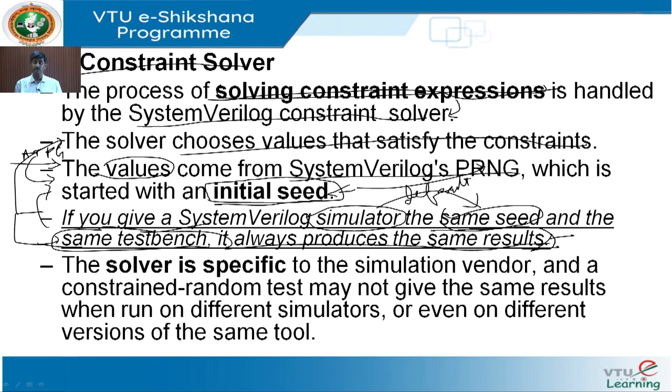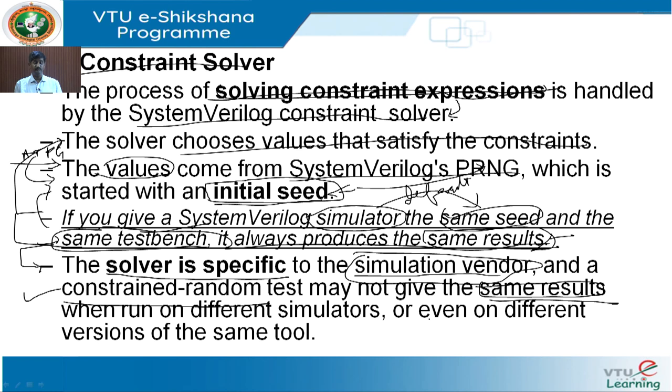The results obtained are also the same as expected. So we can say the solver which is considered is specific to the simulation tool, the simulation environment you are considering, or generally you can say it is vendor specific. A constrained random test may not get the same results we are expecting. If you run it in different simulators, the result value may be different.